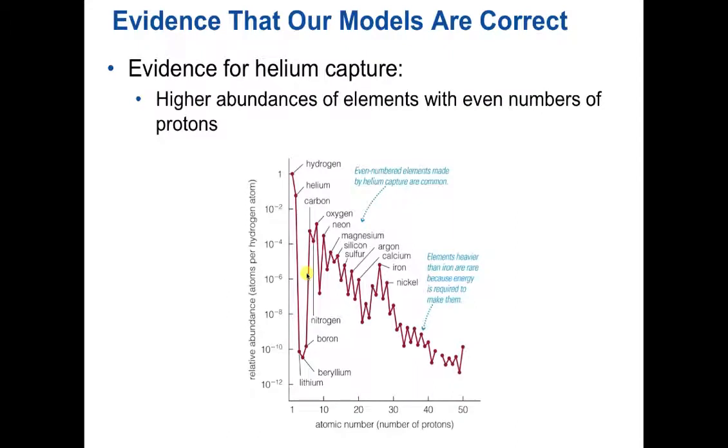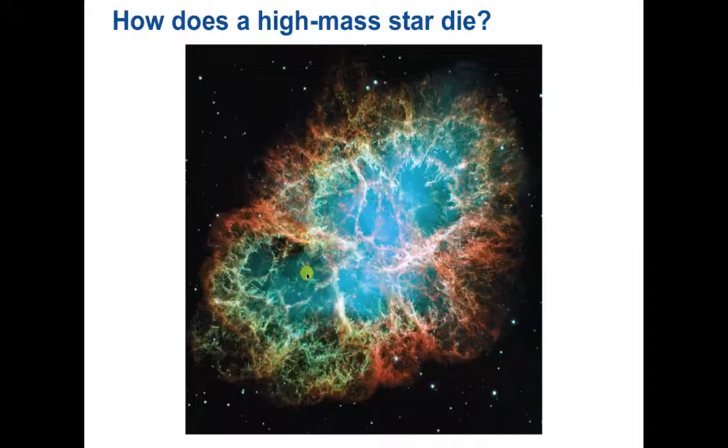Evidence for helium capture: when we look at that helium capture process, again, helium has 2 protons and 2 neutrons, so there are 4 particles there. And what we find is that we do find a higher abundance of particles that have even numbered protons. So the helium comes along and adds 2 more protons to a nucleus that it collides with. And we do in fact find that there are greater numbers of those atoms out in nature that have even numbers of protons. And so that's evidence for this helium capture process going on inside these stars.